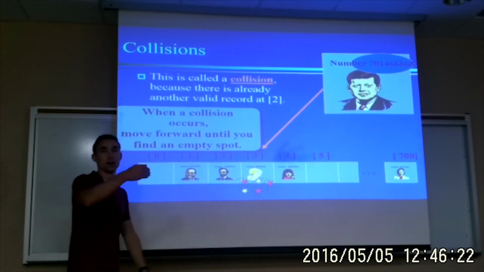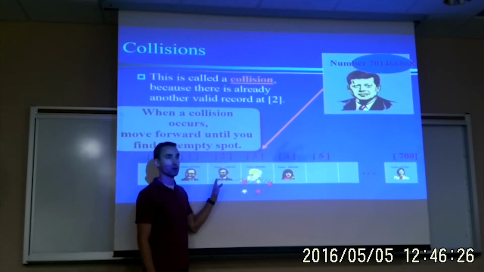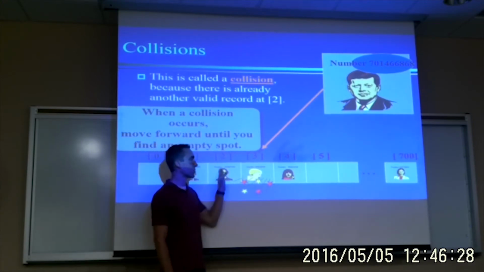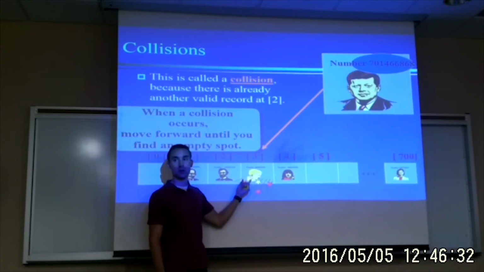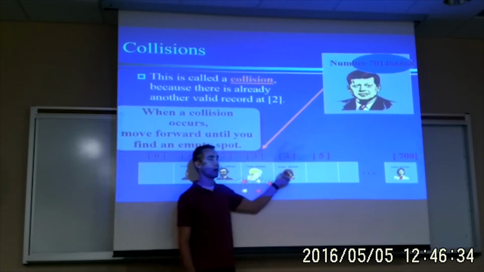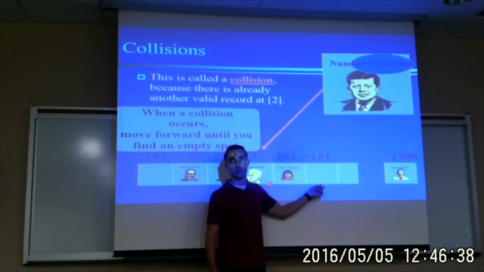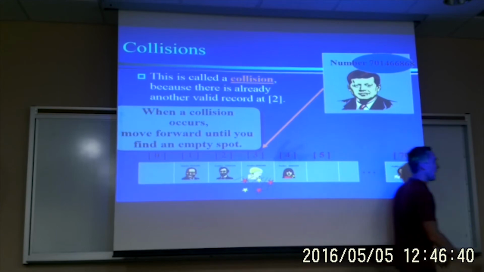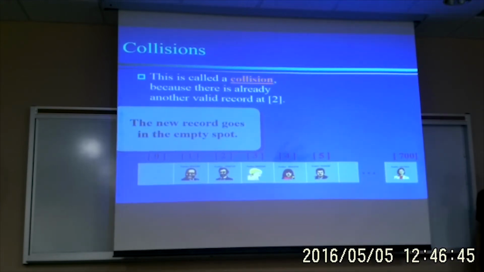Okay, so we do this one at a time. So we start at where we wanted to put him. Can't put him there. So now we're going to look at the next position. Well, can we put him here? No. Can we put him here? No. Can we put him here? Yes. Okay, so we will instead put him in spot 5.